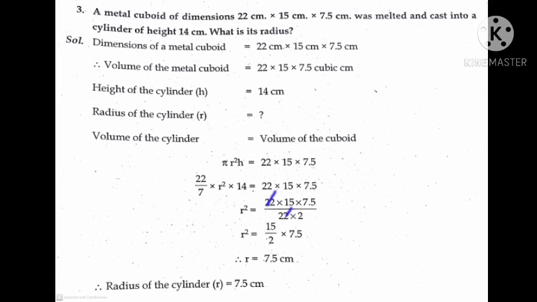Here cancel 22 and 22. Next step, r square is equal to 15 by 2 into 7.5. We know 15 by 2 means 7.5. Therefore, r square is equal to 7.5 into 7.5. Then 7.5 into 7.5 we can write 7.5 whole square. Then square cancel, we get r is equal to 7.5 centimeter. Therefore, radius of the cylinder r is equal to 7.5 centimeter.